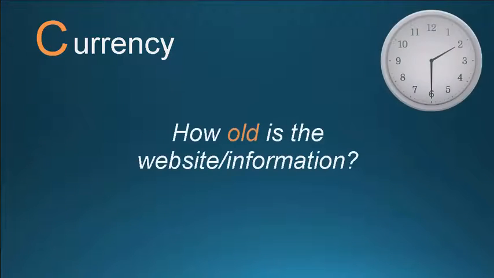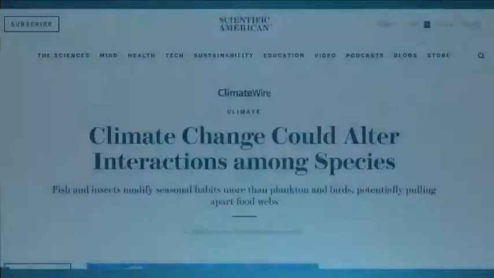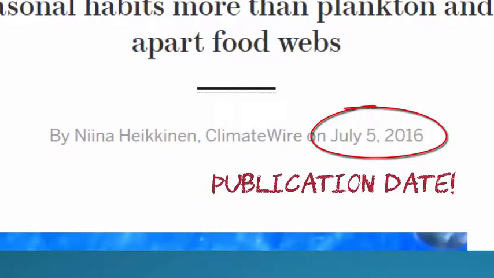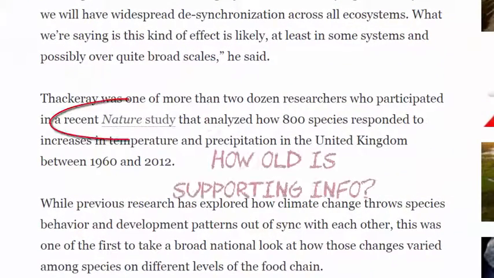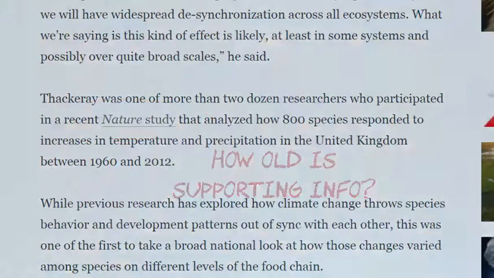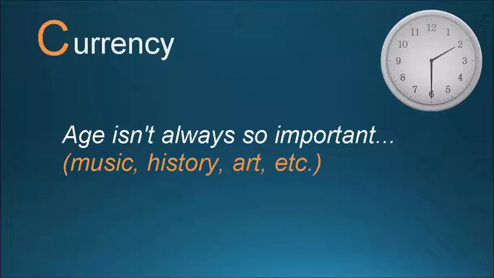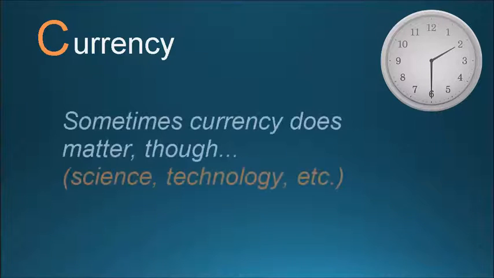Currency means the age of the website or the information on it. To determine currency, look for a publication date. You might also review the references to see how old the supporting information is. Remember, just because something's a little dated doesn't mean it's a bad source. In some disciplines like history or art, older information is just as useful as new. However, in other cases, you'll find the need for very current information.